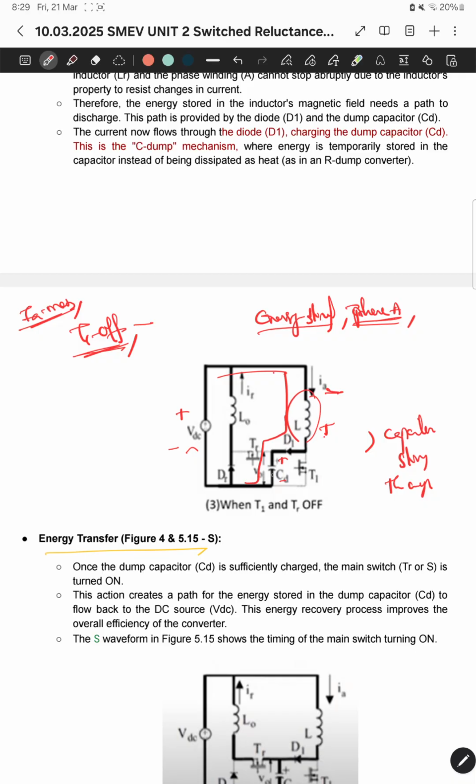So the energy stored in the inductor will be stored in the capacitor, and in this process the inductor voltage polarity changes and the current continues the same way, and this is the freewheeling action. That means the energy stored in the inductor has to be dissipated. We call this a dump capacitor. Once this dump capacitor is sufficiently charged, we make sure that the TR switch is turned on.